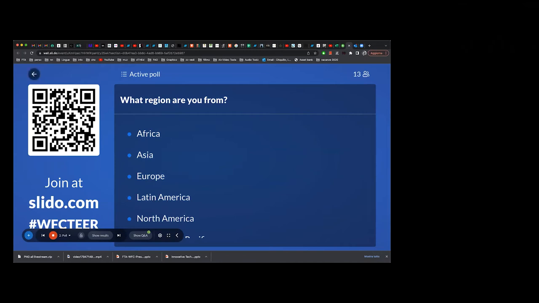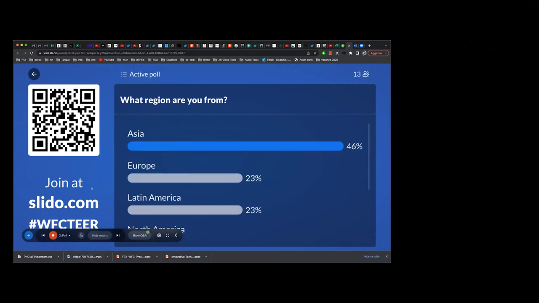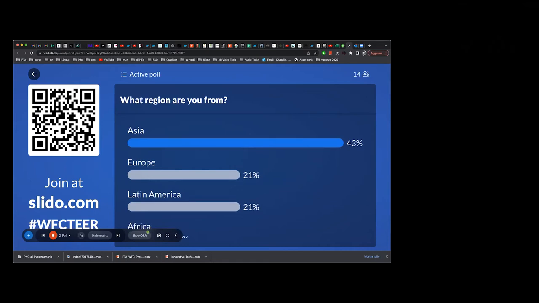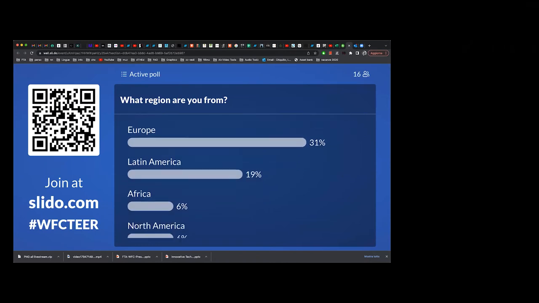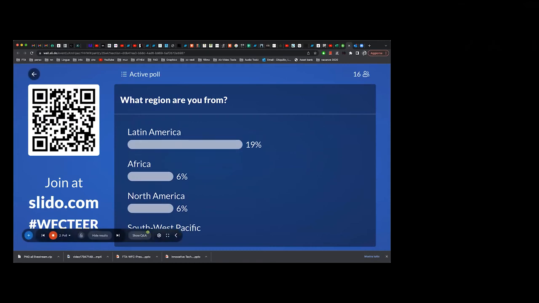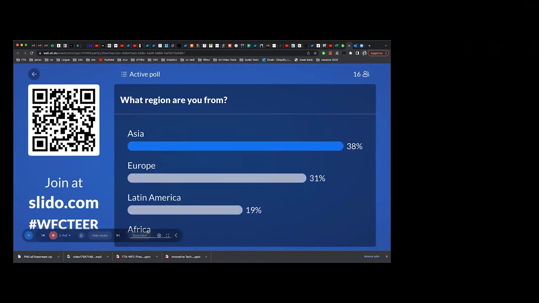Let's see, it's probably going to be a bit biased because, oh, Latin America is showing up. Some people are either here from Latin America or listening from there. Africa, Asia, and Europe. Okay. This is by no means a discussion that aims to be representative, but it gives us an idea that we are here in an Asian context in this World Forestry Congress.